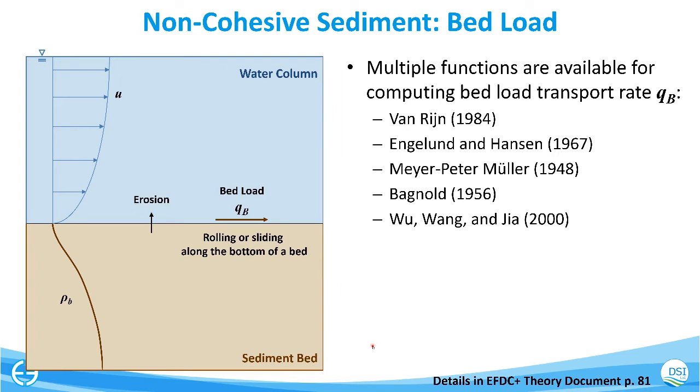For the bed load, we can use multiple functions to compute the bed load transport rate, QB. And usually we use the Van Rijn equation, but 4 other equations are also available to calculate the sediment load rate moving as a type of bed load, which is rolling and sliding along the bottom of the sediment bed.